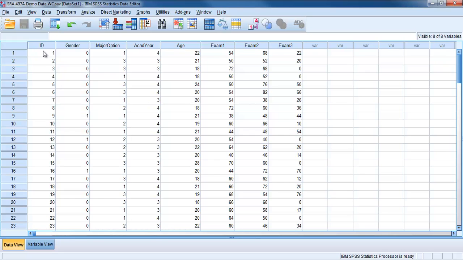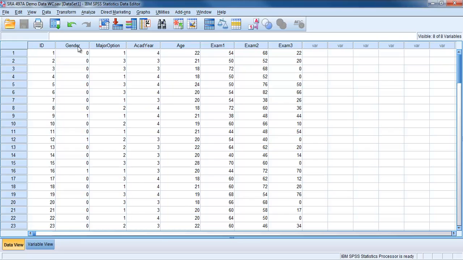Is there a significant difference in the number of male and female students in the class? Is there a significant difference in the type of SRA option represented in the class? And is there a significant difference in the academic year represented by students in the class? For this demo, let's focus on the first question.